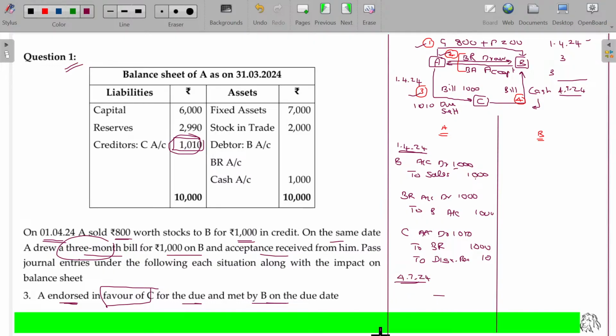in the books of A. No entry in the books of A. What happens for the parallel entries in the books of B?